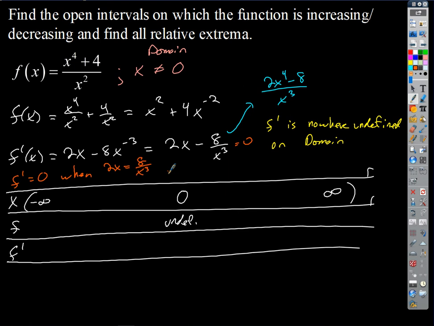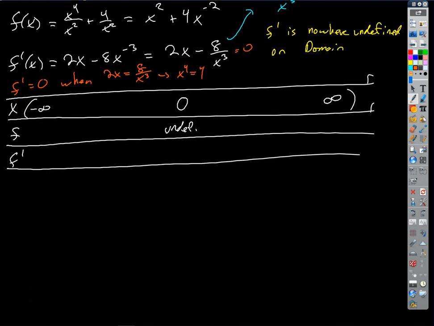Okay, so how could I solve that? You multiply each side by x cubed. Okay, good, cross multiply. And I could divide each side by 2, and I'm going to end up with x to the 4th equals 4. And then you take the 4th root of 4.